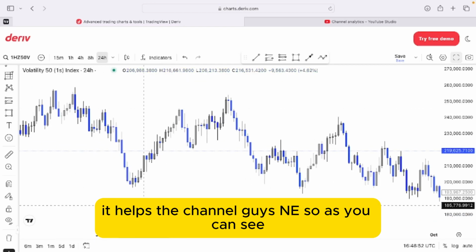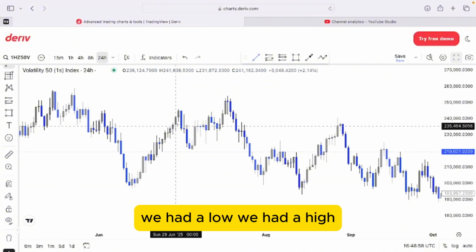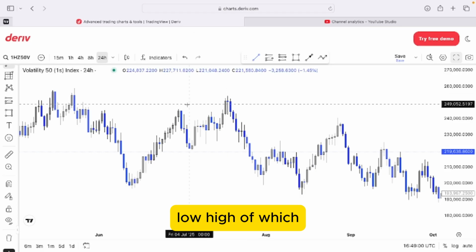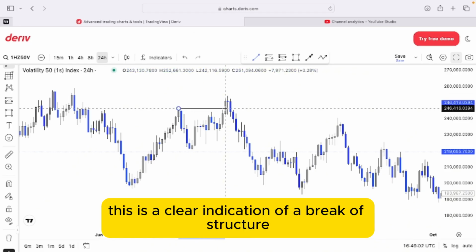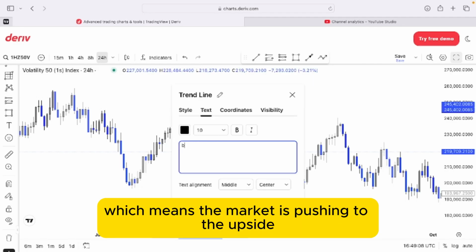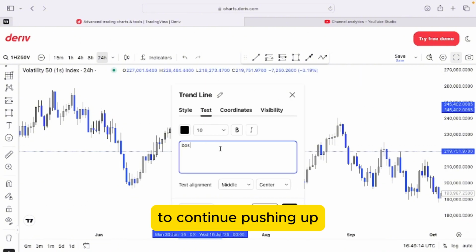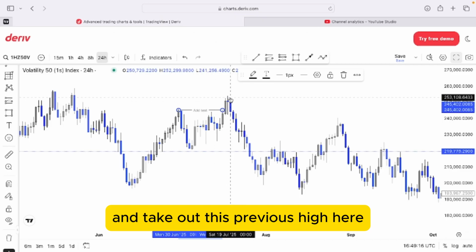Now, as you can see, this is the structure that we had on our VIX 51s. From this point we had a low, a very high, a low, a high, which is a clear indication of a break of structure right here, which means the market is pushing to the upside. We expect some buying opportunities to continue pushing up and take out this previous high here.